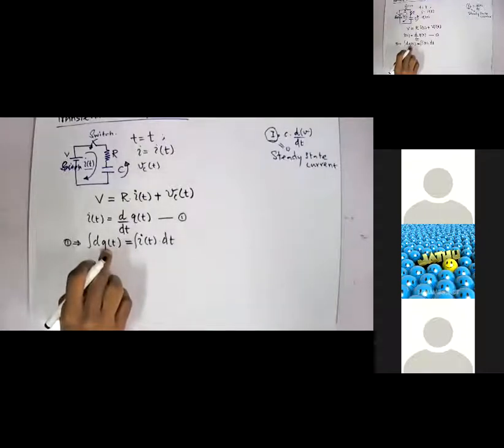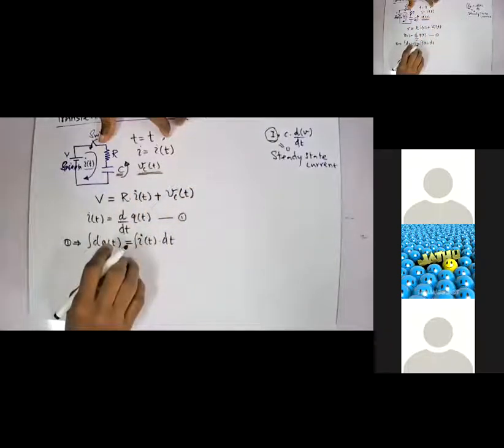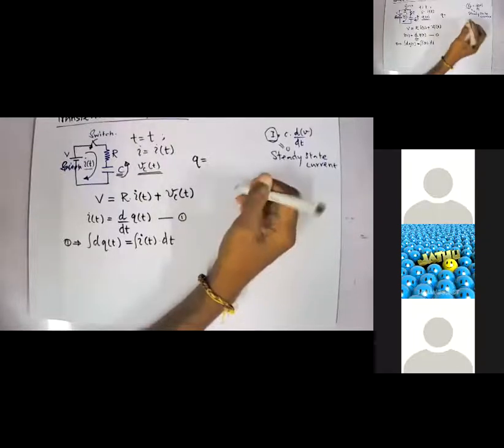If the capacitance is C and the voltage across the capacitor is V of t, then what will be Q? What is the equation for the charge stored in a capacitor, in a parallel plate capacitor?